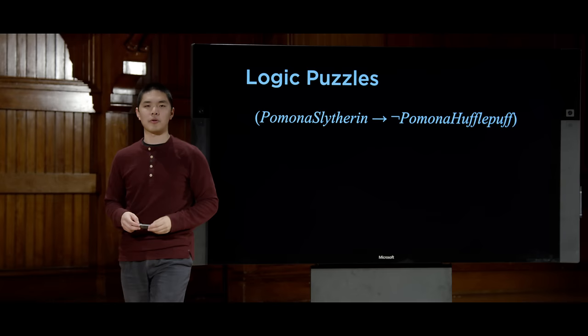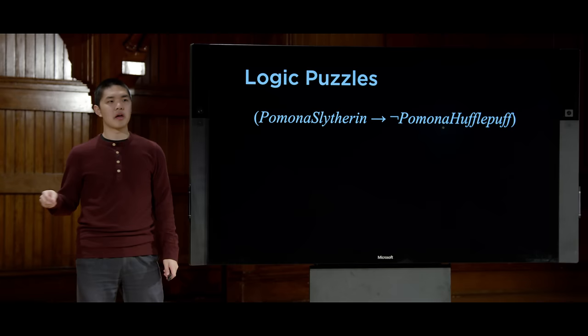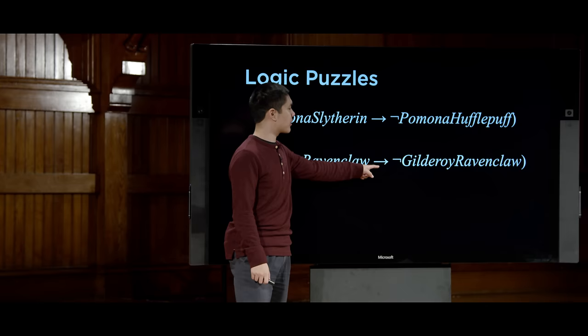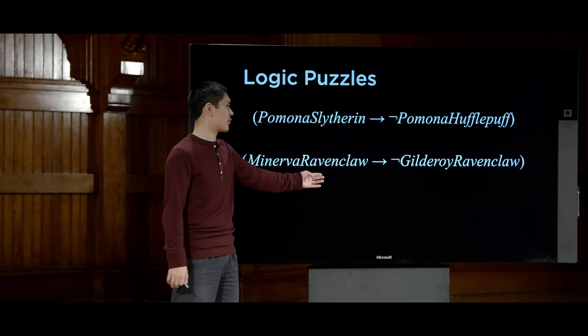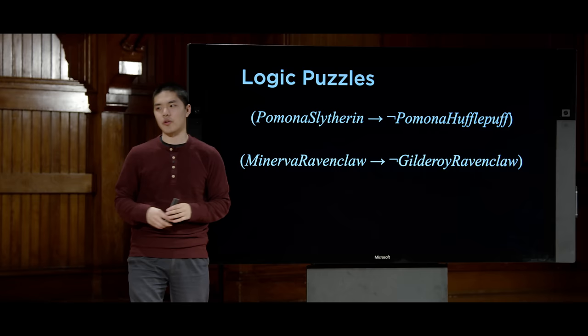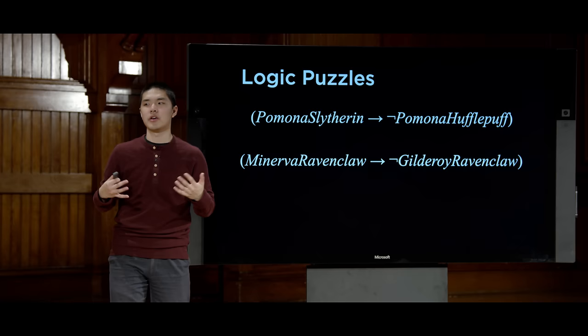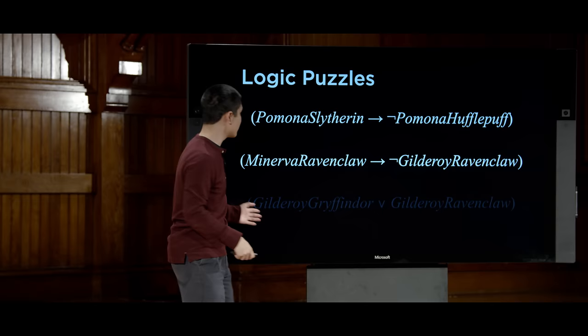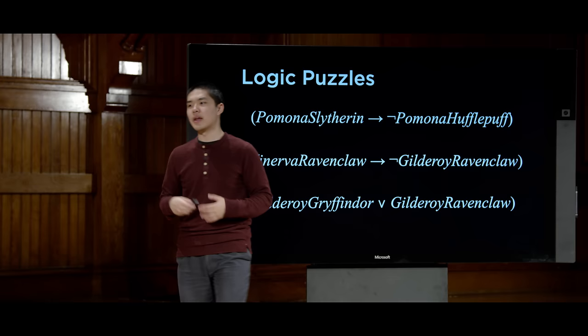We were also given the information that each person is in a different house. So I also have pieces of knowledge that look something like this. Minerva Ravenclaw implies not Gilderoy Ravenclaw. If they're all in different houses, then if Minerva is in Ravenclaw, then we know that Gilderoy is not in Ravenclaw as well. And I have a whole bunch of similar sentences like this that are expressing that idea for other people and other houses as well. And so in addition to sentences of this form, I also have the knowledge that was given to me, information like Gilderoy was in Gryffindor or in Ravenclaw that would be represented like this, Gilderoy Gryffindor or Gilderoy Ravenclaw. And then using these sorts of sentences, I can begin to draw some conclusions about the world.